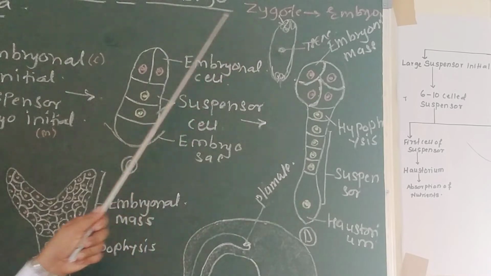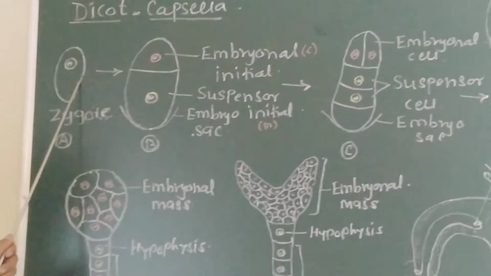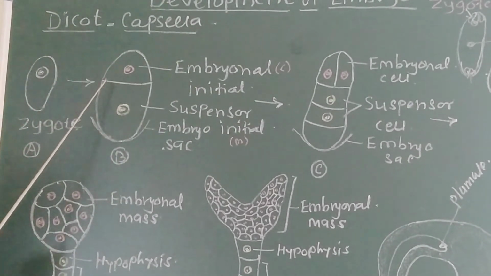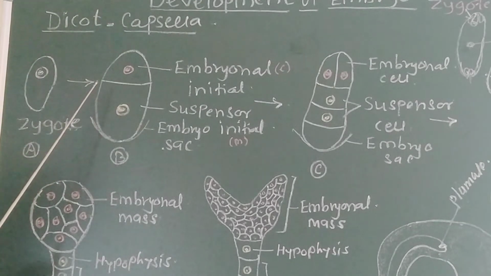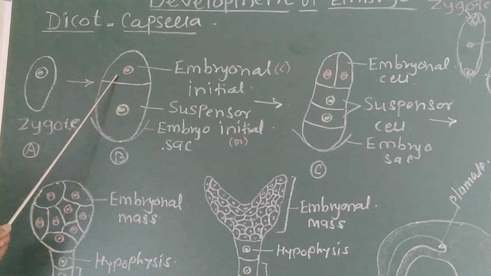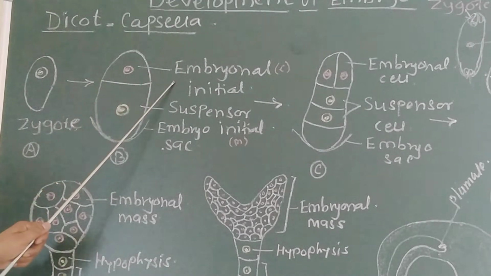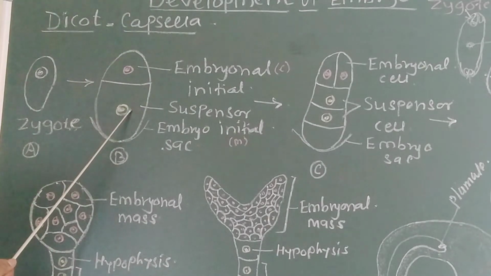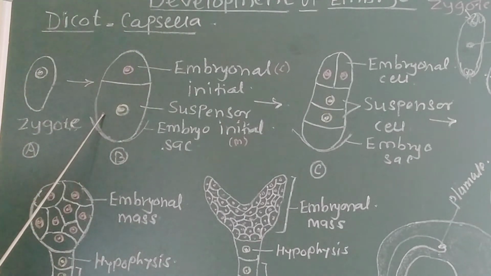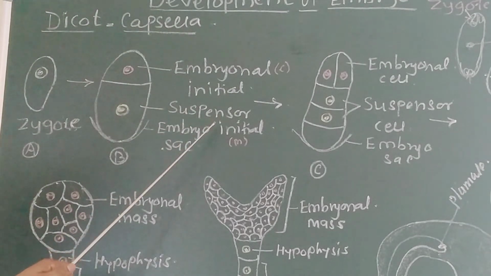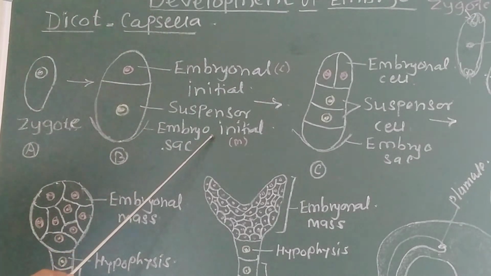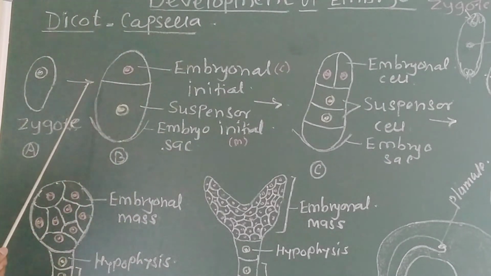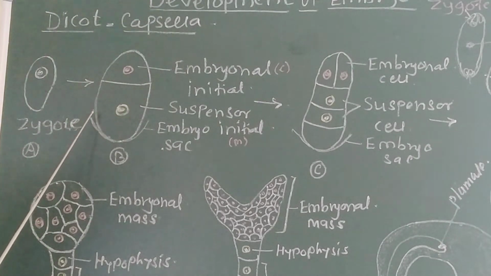Now, the zygote initially divides into two unequal cells. The smaller cell, present towards the chalazal end, is known as the embryonal initial. The larger cell, present towards the micropylar end, is known as the suspensor initial. The whole two-celled structure is known as the proembryo.